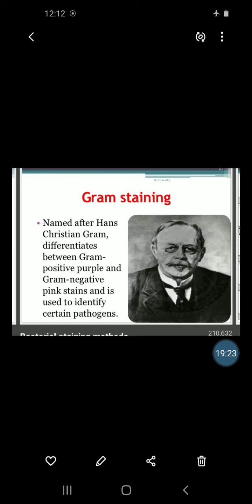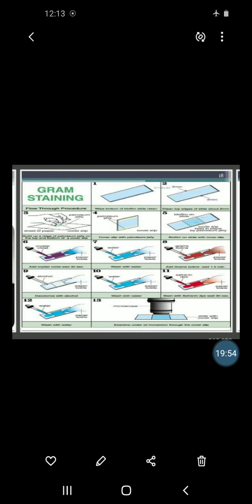Yes, gram staining, named after Hans Christian Gram, differentiates between gram-positive, purple, and gram-negative, pink, stain, and it is used to identify certain pathogens. That is the name of the scientist, Hans Christian Gram. It differentiates between gram-positive, which is purple, and gram-negative, which is pink, and it is used to identify certain pathogens.